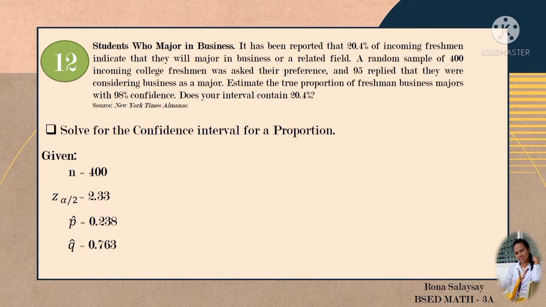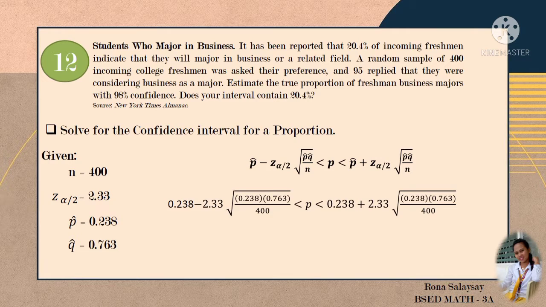So let us now solve for the confidence interval for a proportion given the sample size of 400, z sub alpha over 2 which is equal to 2.33, p hat is equal to 0.238, and q hat is equal to 0.763. And using the formula for a specific confidence interval for a proportion, let us first substitute the given values to the formula. Then let us first solve for the lower limit of the confidence interval for proportion.